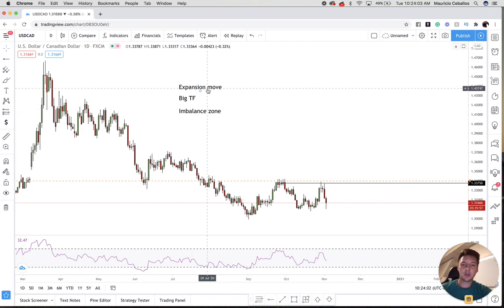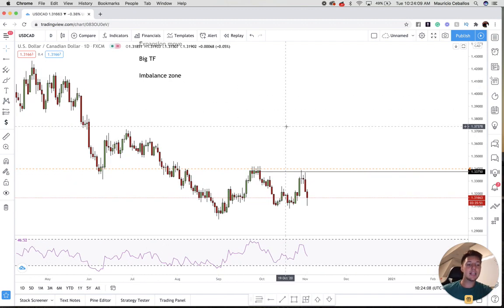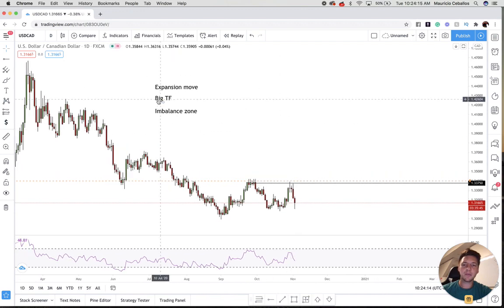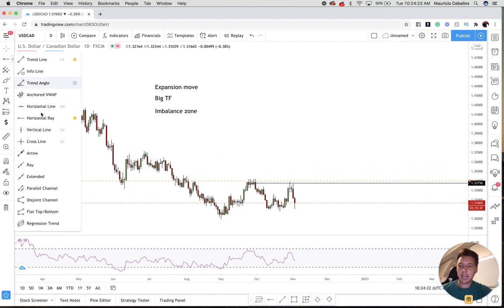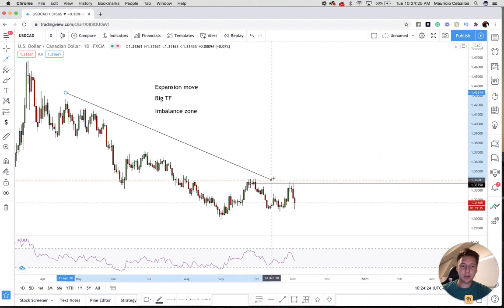Let's get ready with this lesson. So you're going to be paying attention to expansion moves, bigger time frames, and imbalance zones. When you pay attention to these areas, you will be able to identify certain moves that are happening. The reason you want to pay attention to bigger time frames is because you want to see the overall direction. What is the overall direction in the market? As you can identify, the overall direction within this whole time has been a bearish market structure.